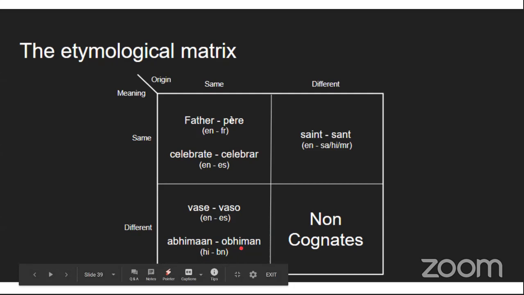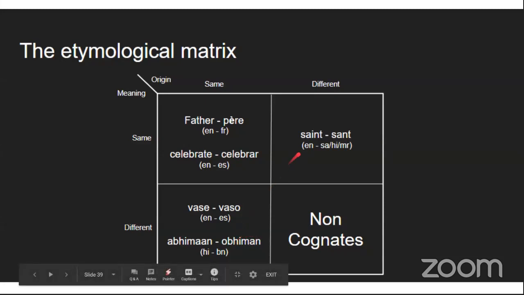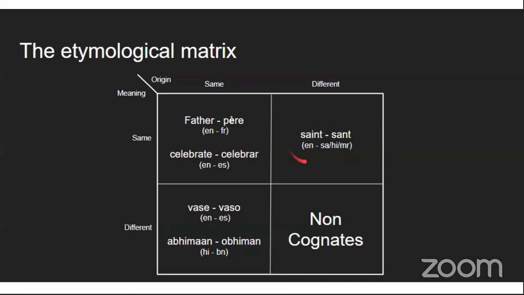Abhiman and Obhiman are Hindi and Bengali examples which look the same, but which probably mean different things in different contexts. So just go and search for cognates and false friends. Maybe you'll get interested in this problem. This is a very interesting example. This is a false cognate.